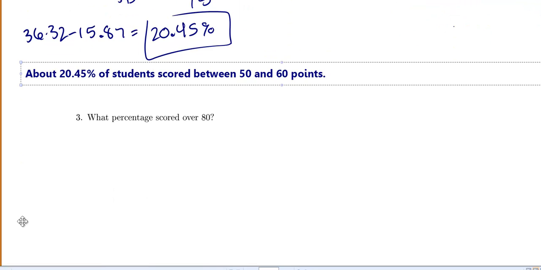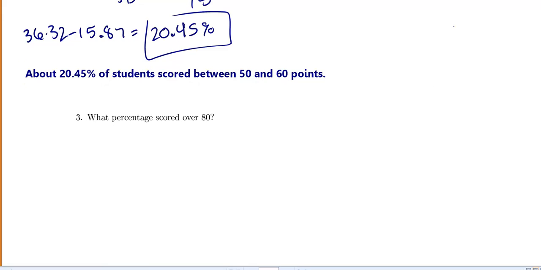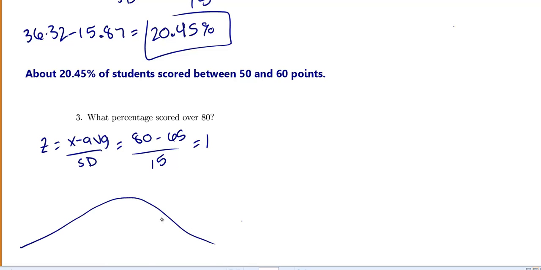And number 3, what percentage scored over 80? So we're just following our exact same procedure. Z is again x minus the average divided by the standard deviation. So my x is 80, the average is 65, my standard deviation is 15, so this gives me 1. So z equals 1. I want the area to the right because I wanted the percentage over 80.